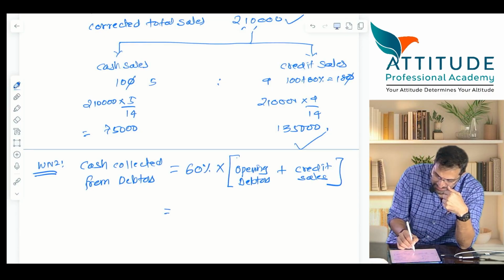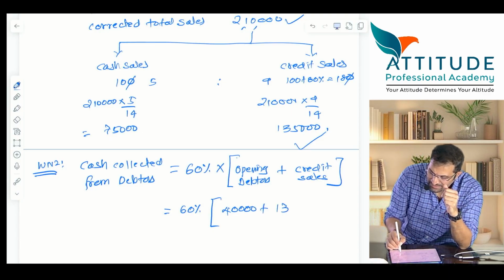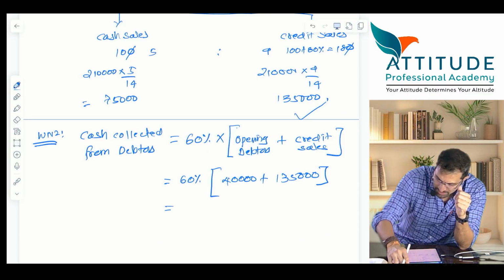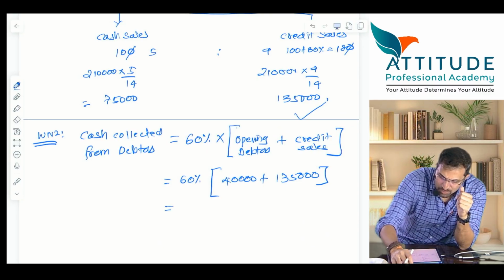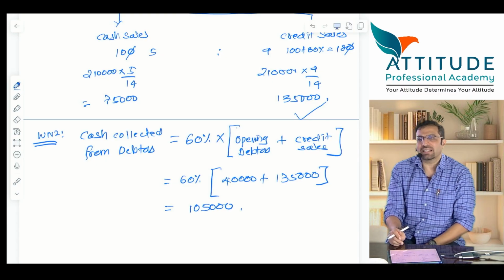So tell me the answer. 60% multiplied with opening debtors balance, how much is it? 40,000, and credit sales is 1,35,000, which you have already found out in working note number 1. What is the answer now? 40,000 plus 1,35,000 into 60%. 1 lakh. So 1,05,000 is cash collected from debtors.